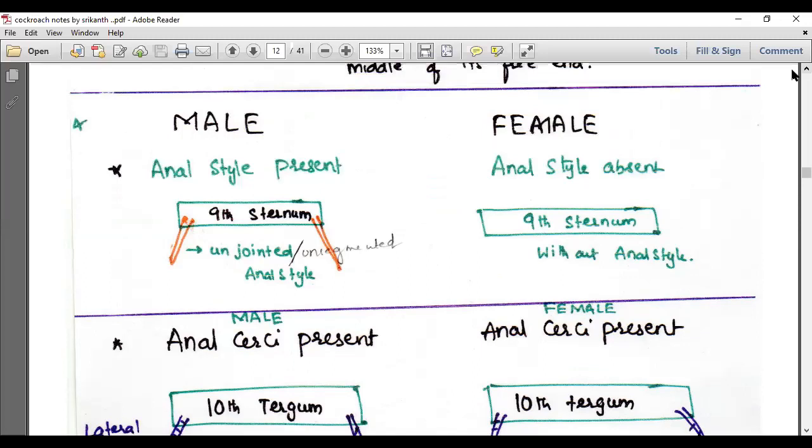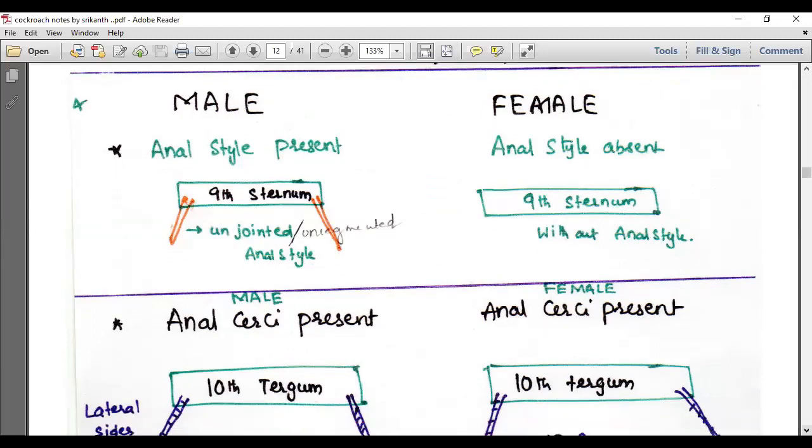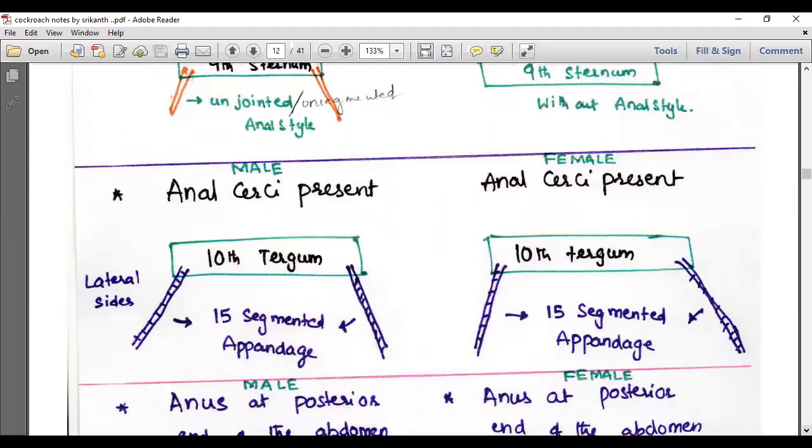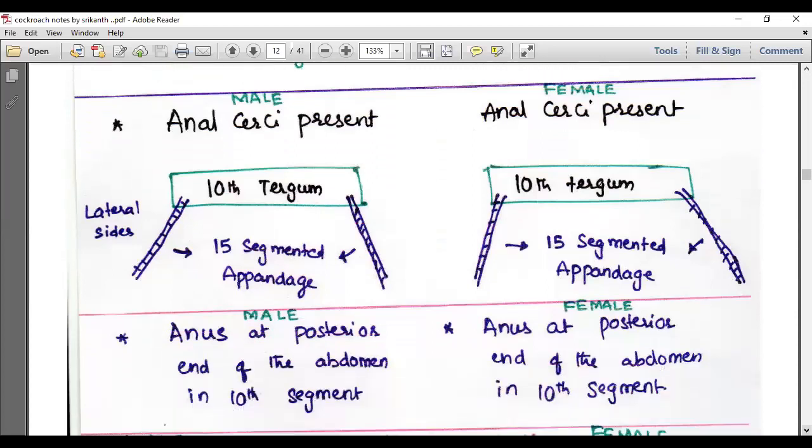Whom do we call a sexual dimorphic character? Anal style. A sexual dimorphic character is one which is there only in the male but cannot be seen in the female. So please do remember, anal style is a sexual dimorphic character which is present only in the male cockroach, and anal cerci is present in both male and female.